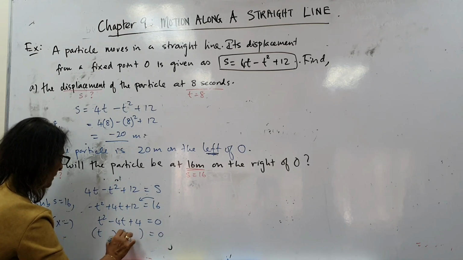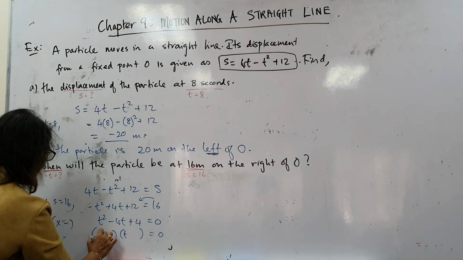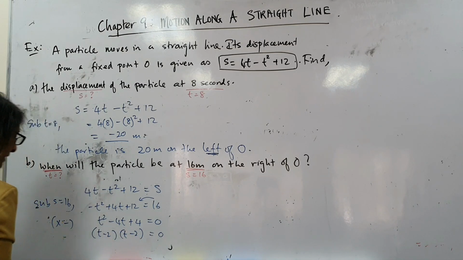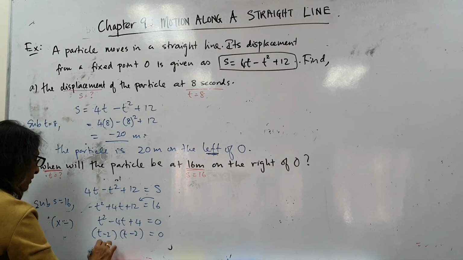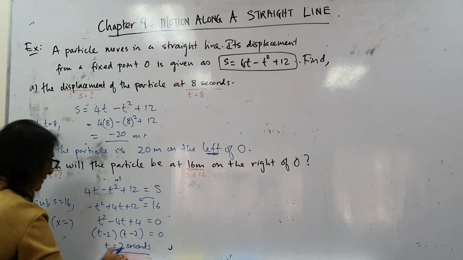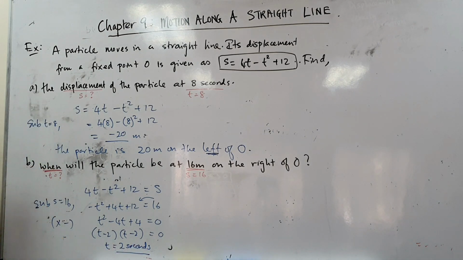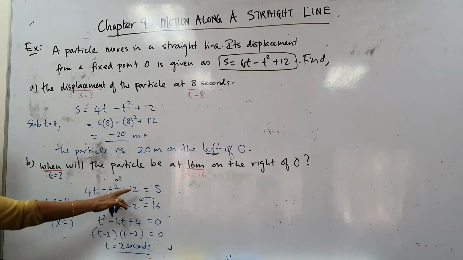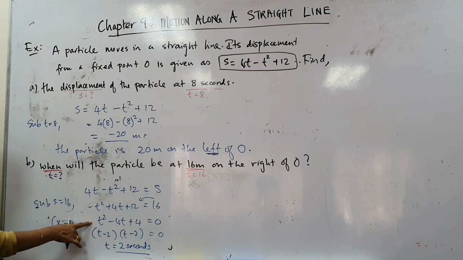Okay, t minus 2, and therefore you get t is equal to 2 seconds, and that's the answer. Can you see that? You're looking for t. When means what is t? So I've done it. You just sub S is 16 into the equation, and you get a quadratic equation, factorize, and you find the value of t. So that's how you do part B.